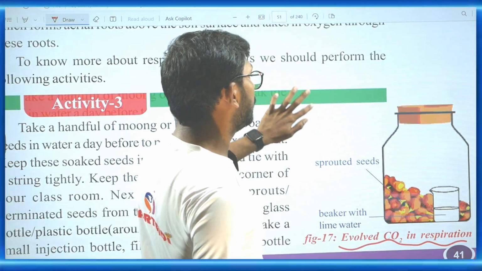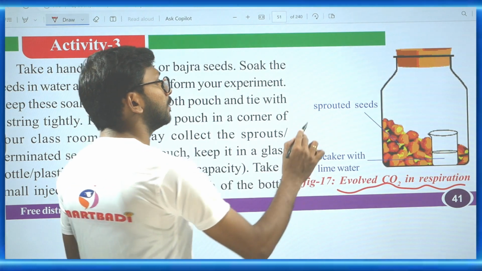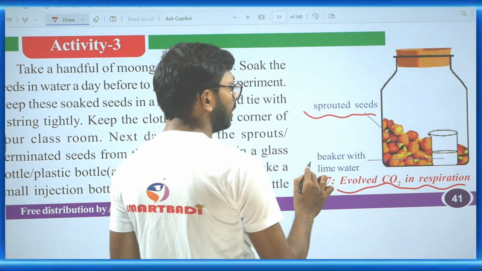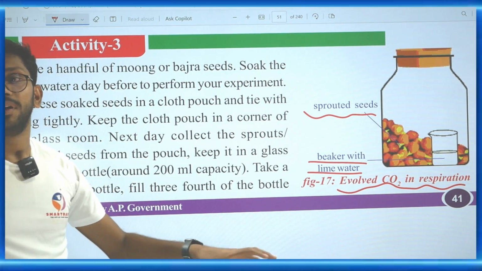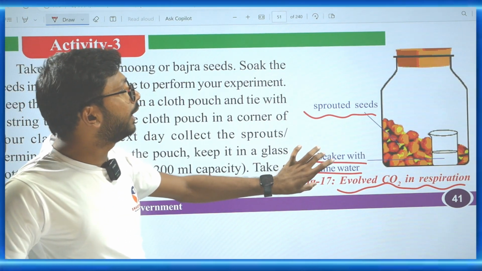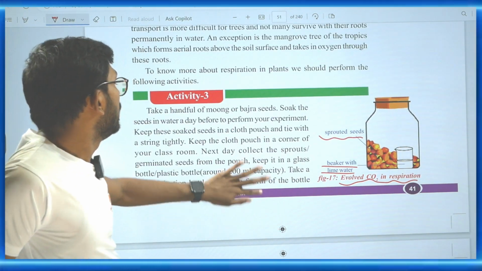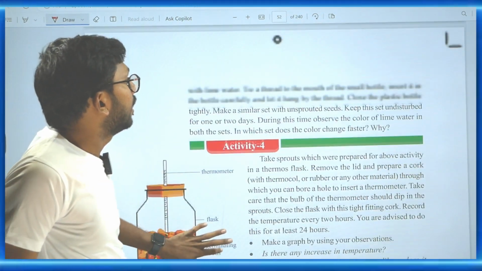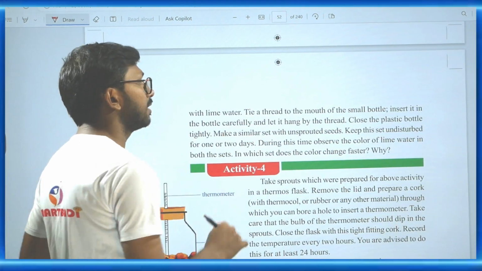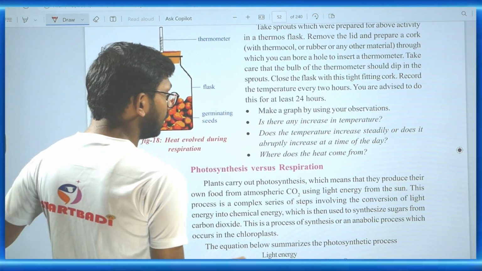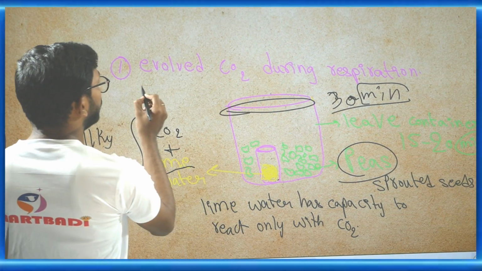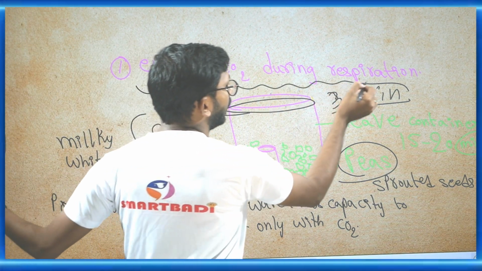So in this experiment, they have taken one beaker which contains sprouted seeds, and a beaker with lime water. After this complete setup, if you leave it for 15 to 20 minutes or half an hour, you can observe the color change. It is due to the milky white precipitate. And the last experiment, in this experiment, we proved that CO2 is evolved during respiration.